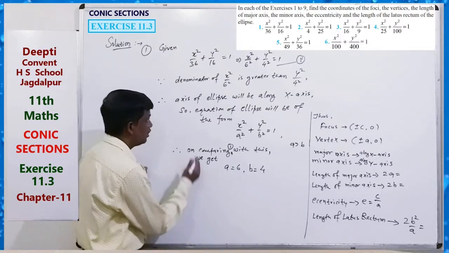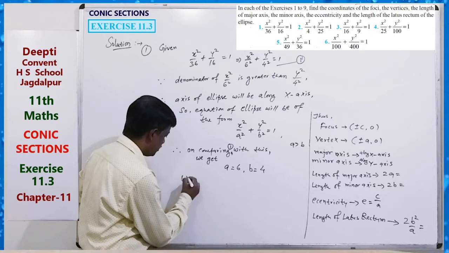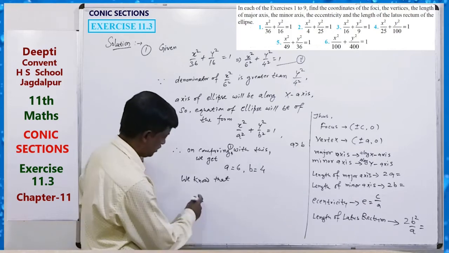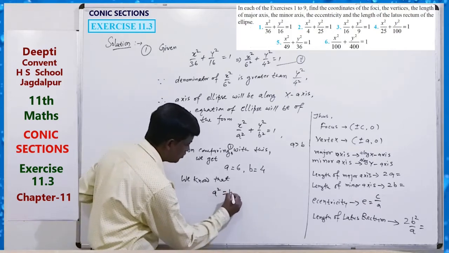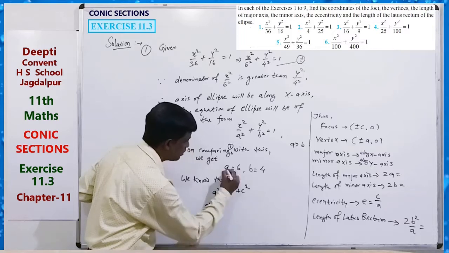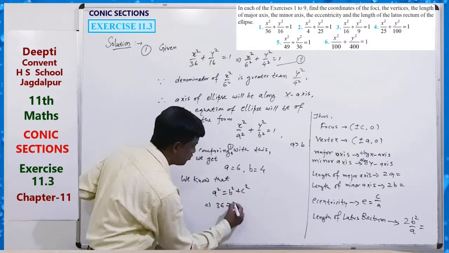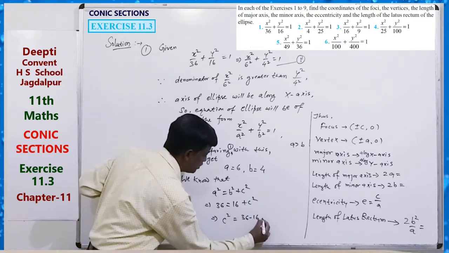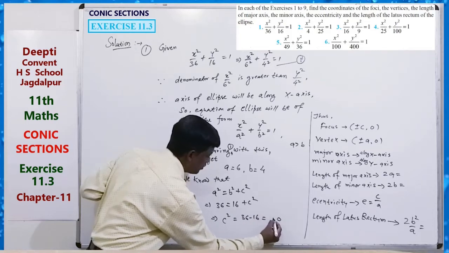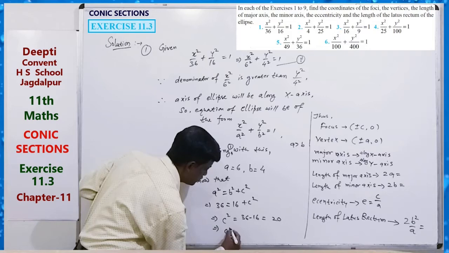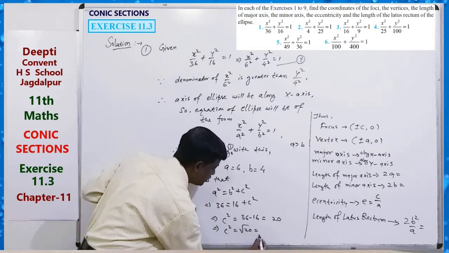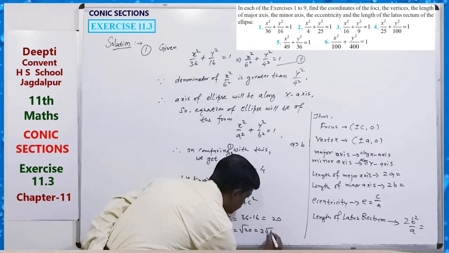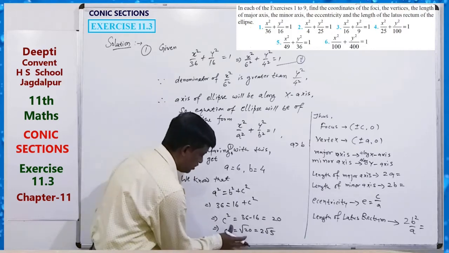For c, the relation between a, b, c, we know that a square equals b square plus c square. So 36 equals 16 plus c square. So from here c square equals 36 minus 16, that is 20. So c equals root 20. Root 20 can be written as root of 4 into 5, so 2 root 5. This is c.